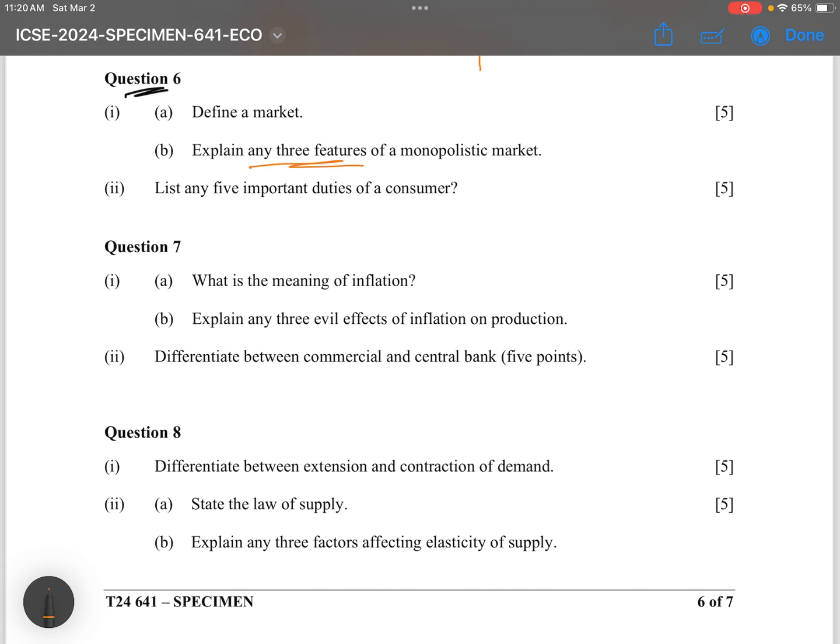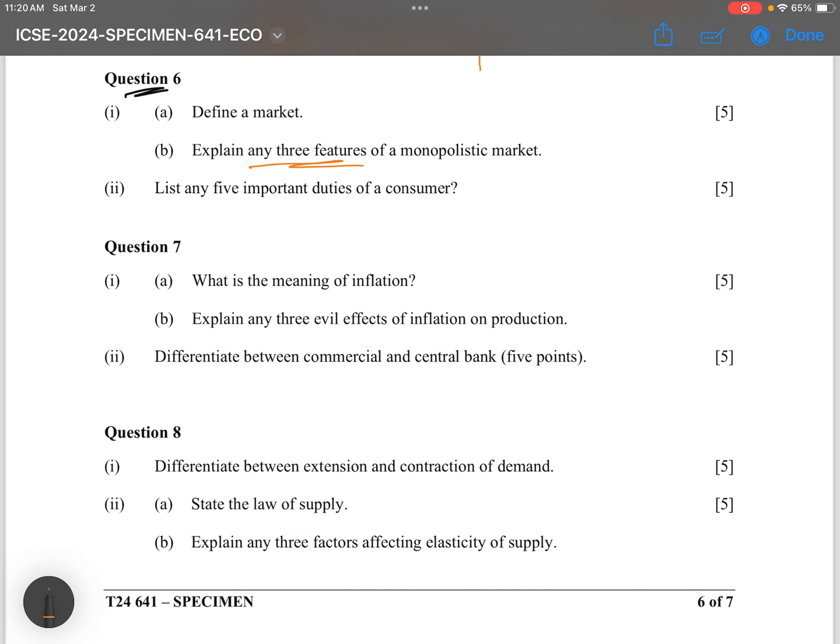Now, when you are doing market forms, I always ask students to keep different examples in their head. So you have mainly perfect competition, monopoly, monopolistic, oligopoly. The easiest way to remember which market we are talking about, keep one example. So for monopoly, like railways.